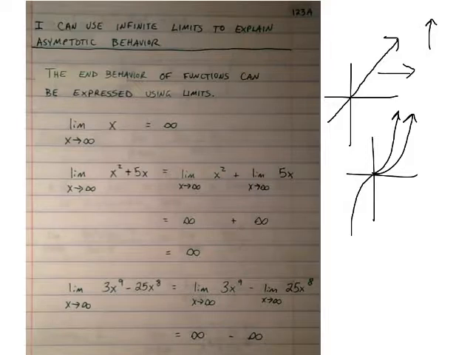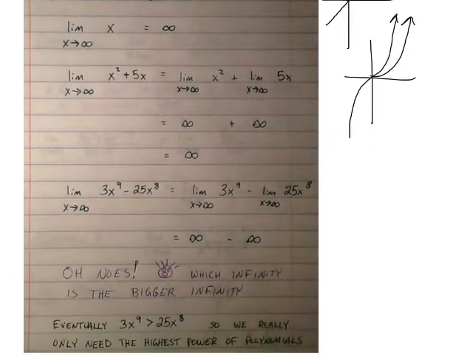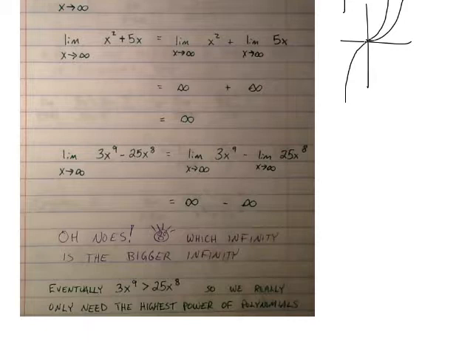Now in the second one, what we've got here is the same scenario, except the difference is we're taking the subtraction. So we split 3x to the 9th and negative 25x to the 8th, and we get this infinity minus infinity. Oh noes, which infinity is the bigger infinity?